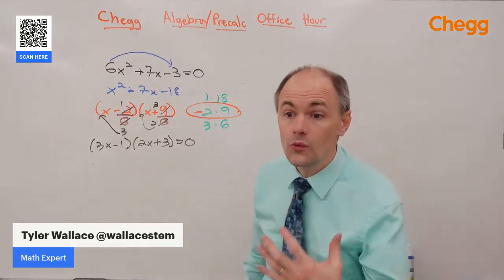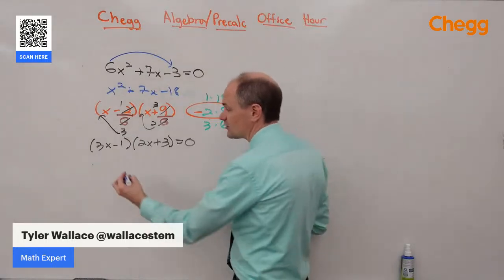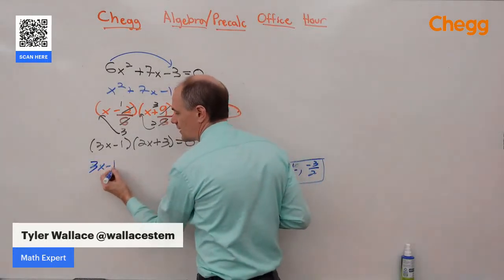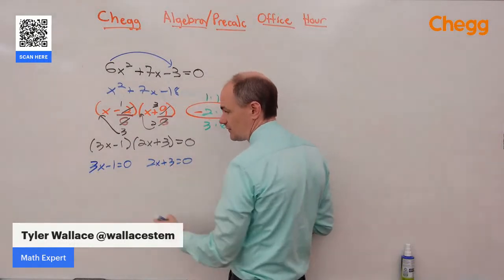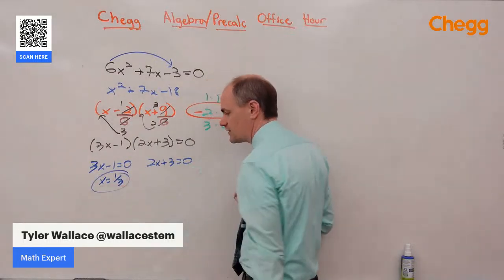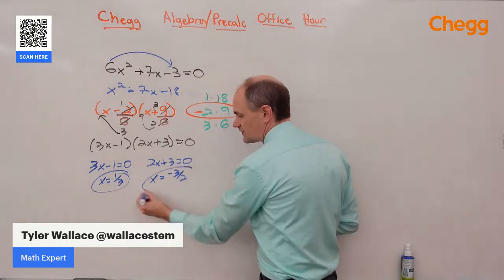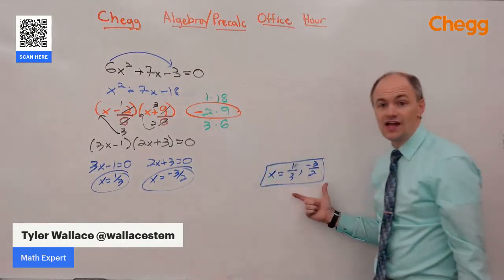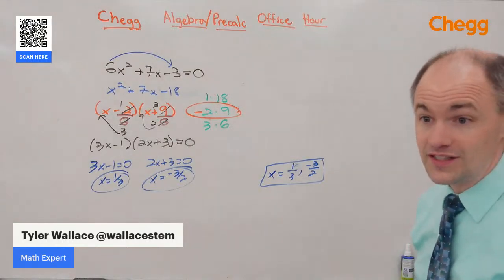The whole reason that we factor is so that we can set each factor equal to 0. We have 3x minus 1 equals 0, and 2x plus 3 equals 0. Add 1 and divide by 3, and x is 1/3. Subtract 3 and divide by 2, x is -3/2. And sure enough, those are the same 2 numbers we got when we solved by completing the square.